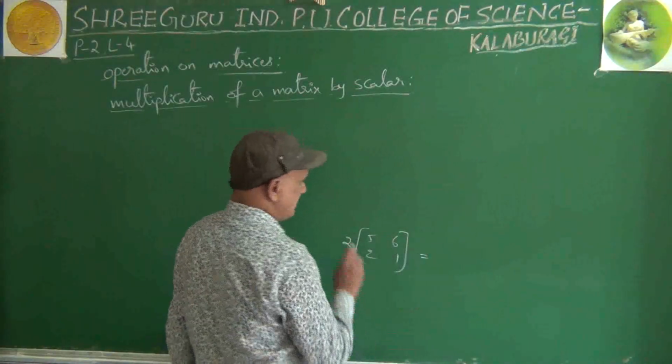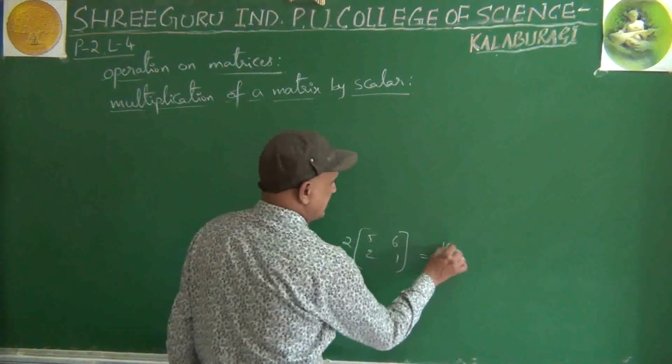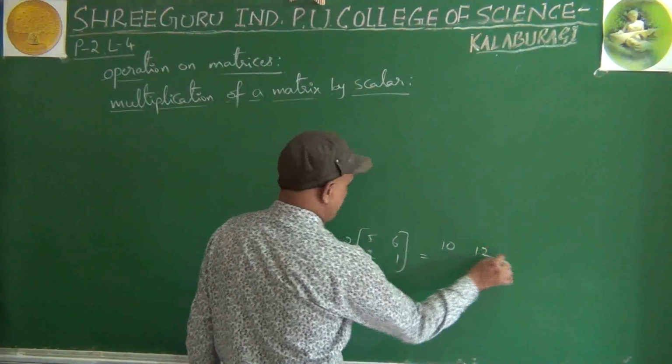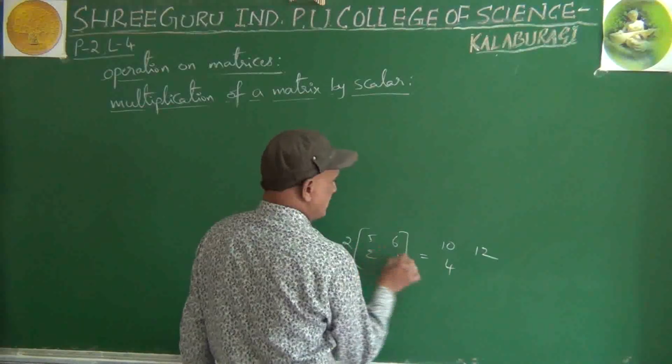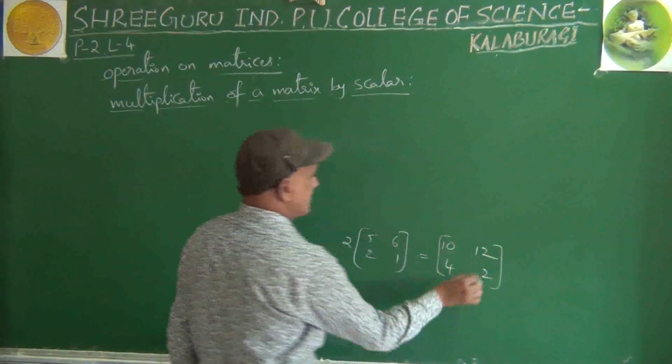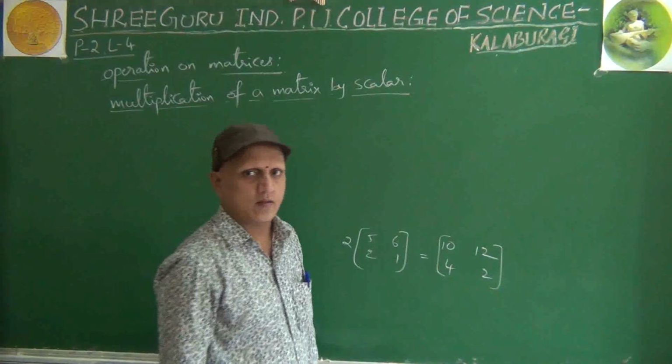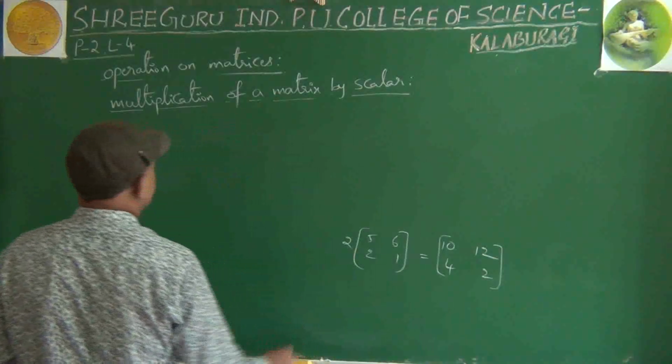How to multiply? Simple. 2 fives are 10, 2 sixes are 12, 2 twos are 4, 2 ones are 2. That's it. This is called scalar multiplication. How simple, right?